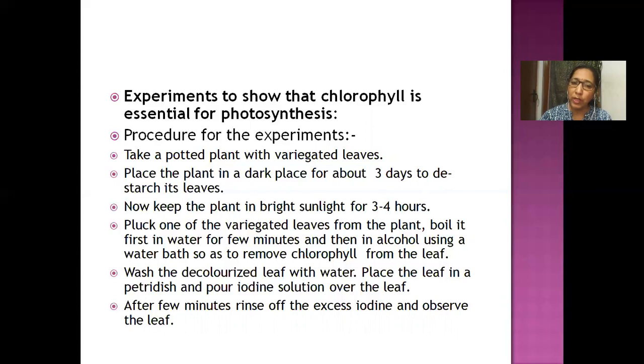Then, pluck one of the variegated leaves from the plant. Boil it first in water for a few minutes and then in alcohol using a water bath so that it removes the chlorophyll from the leaf. Wash the decolorized leaf with water. Place the leaf in a petri dish and pour iodine solution over the leaf. After a few minutes, rinse off the excess iodine and observe the leaf.